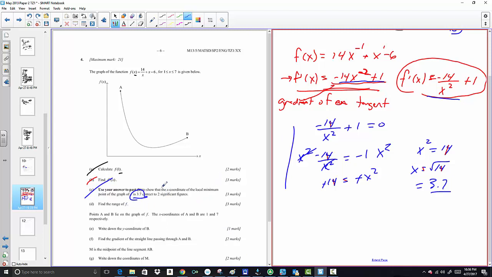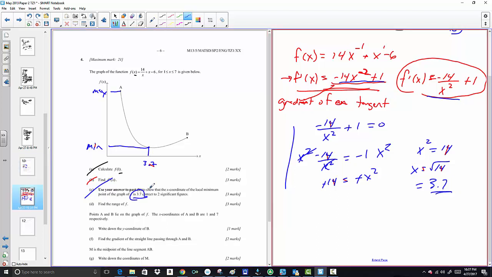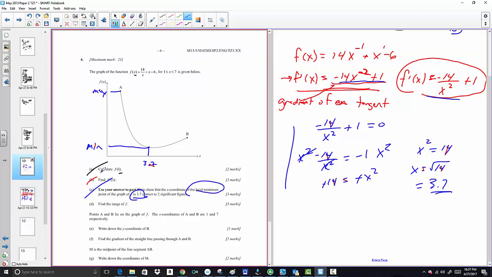Okay, find the range of f. This is pretty straightforward. The range is a set of y values. So they want the maximum y value versus the absolute minimum y value, where the minimum point is right around here. As it turns out, I know this minimum point is going to occur at about 3.7 because I just proved that. That's where the local minimum is occurring.